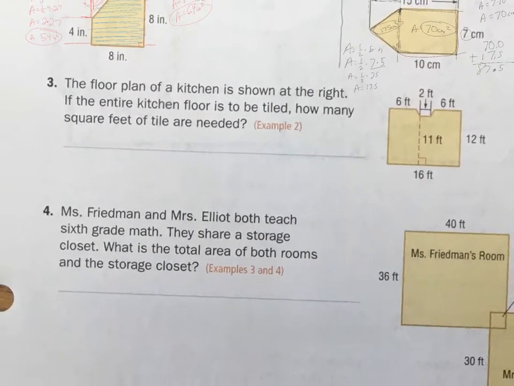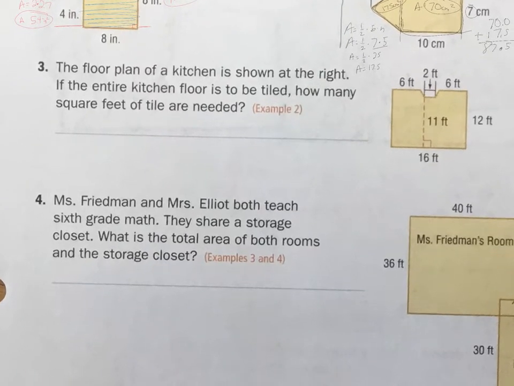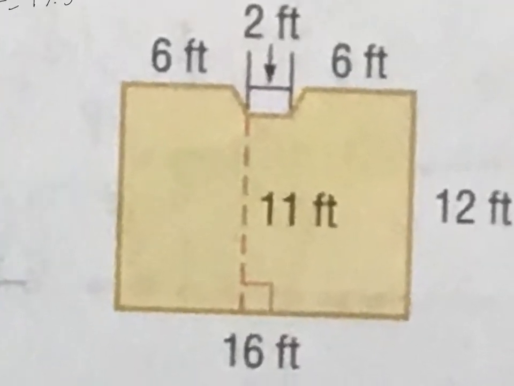Let's get a little bit more complex here. Number 3, the floor plan of a kitchen is shown to the right. The entire kitchen floor is to be tiled. How many square feet are needed? Okay. I'm going to make this real big.